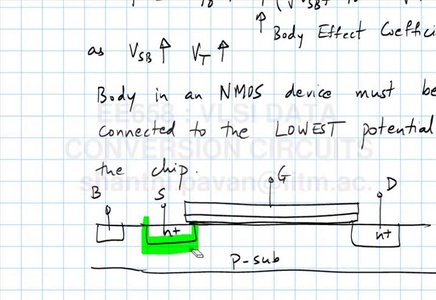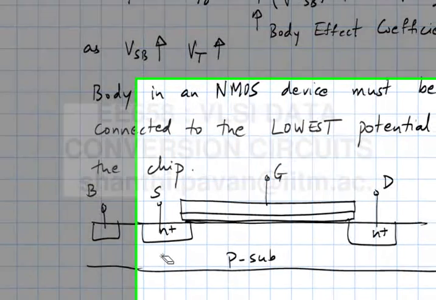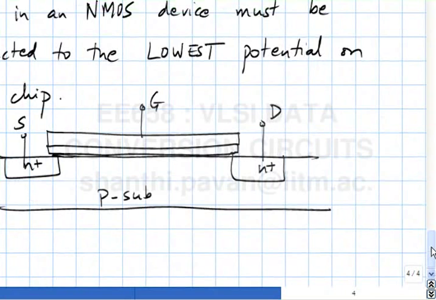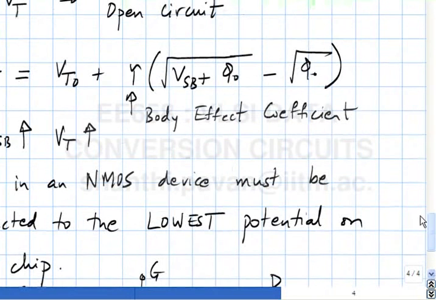So, the cardinal rule is that the body of an NMOS transistor must never be connected to a potential which is higher than the source, and since the source can in principle go to any potential between 0 and VDD, which are the lowest and highest potentials on the chip respectively, you see that the safest thing to do is to tie the substrate of the MOS transistor to the absolute lowest potential on the chip, which happens to be ground or 0.